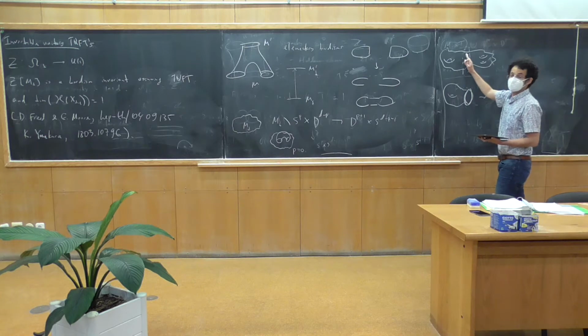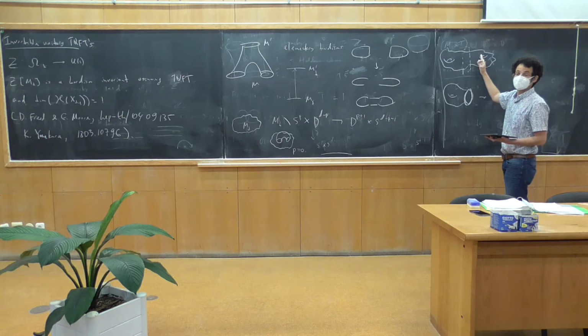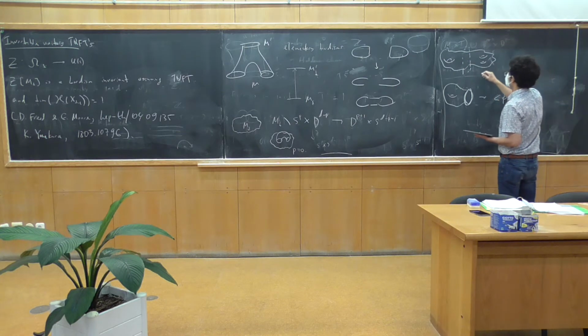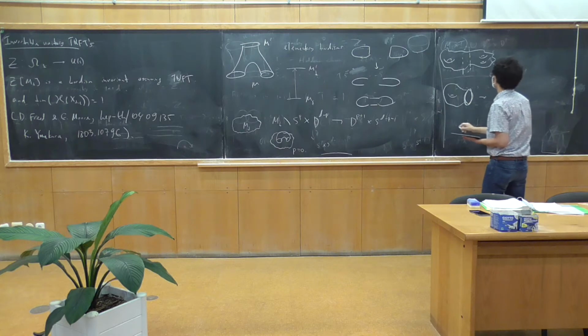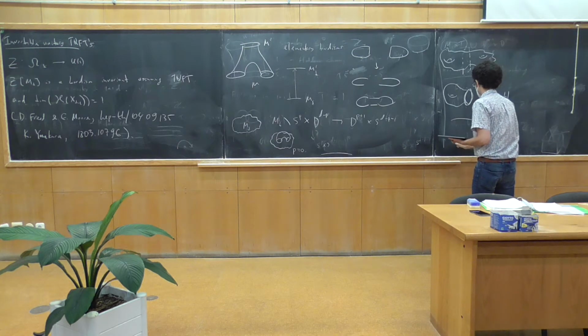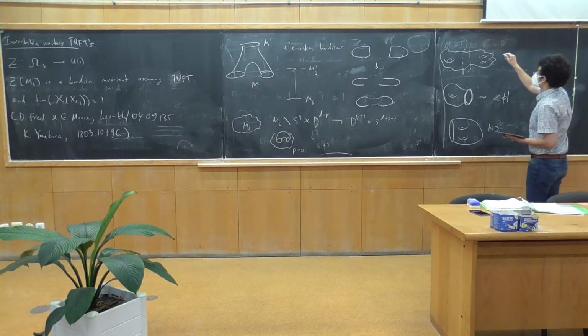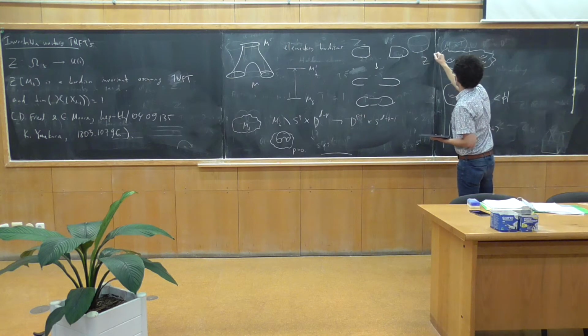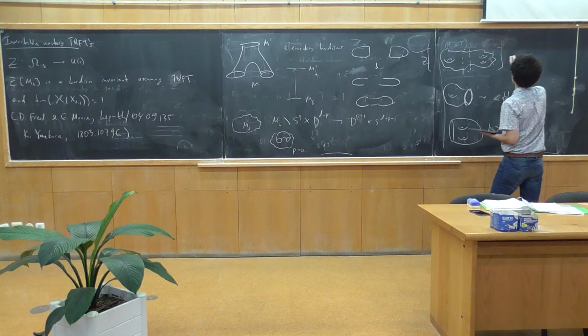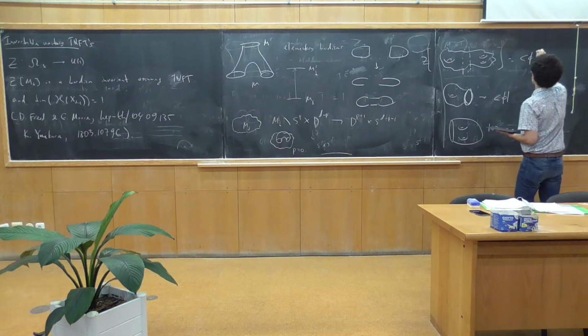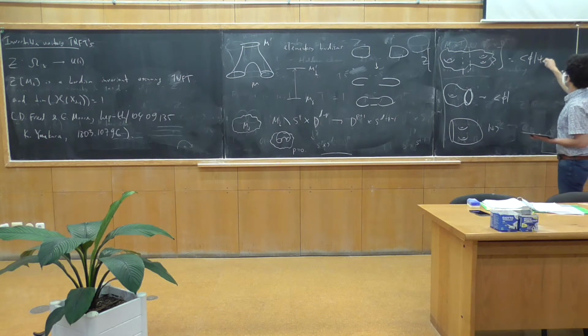And when you glue, you should think of that as an inner product of two states. So there is a state phi, there is a state psi, and then the partition function on this manifold should be the inner product of these.